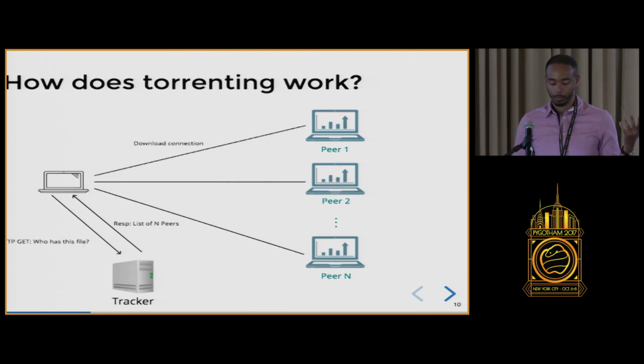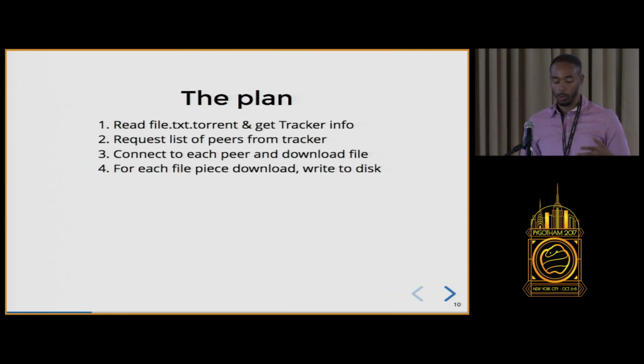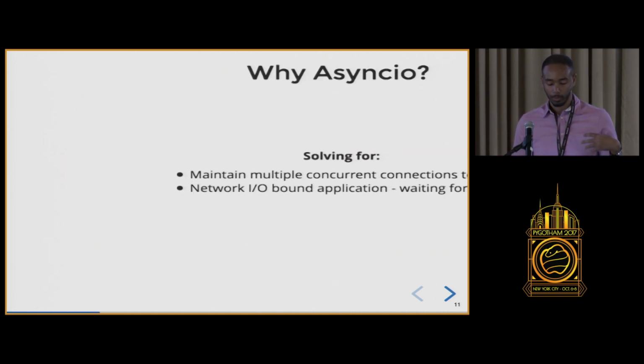of our file. So our plan is to read the .torrent file and get the tracker information out of it. We're going to request a list of peers from the tracker. We're going to connect to each peer and download a piece of this file. And for every piece that we download, we're going to save it onto our hard disk.